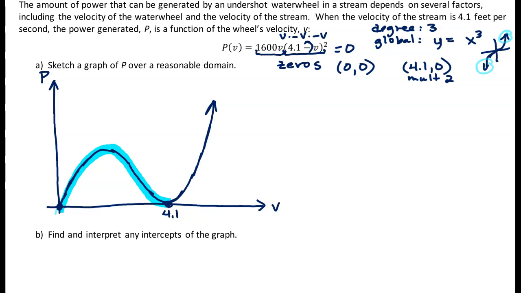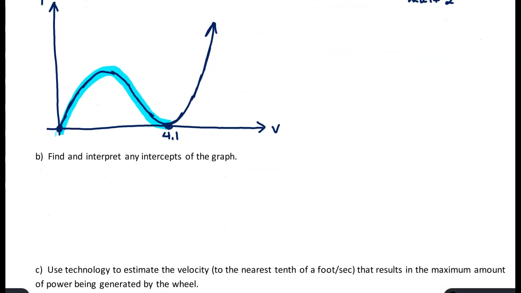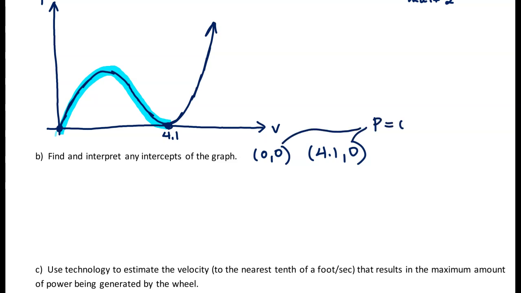Okay, so find and interpret any intercepts of the graph. Okay, so we know what those both are. We already found them, in fact. It's (0, 0) and (4.10). And for interpretation, I would say the key thing with both of those is that P equals 0.